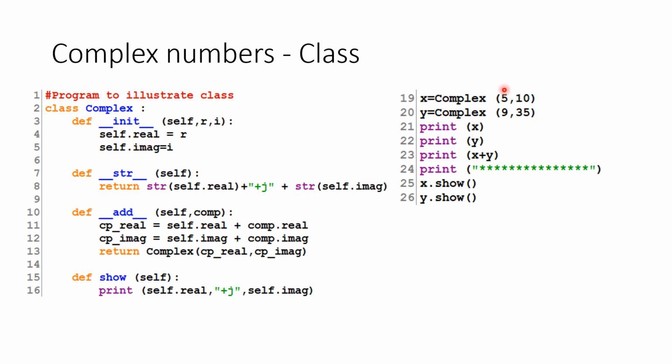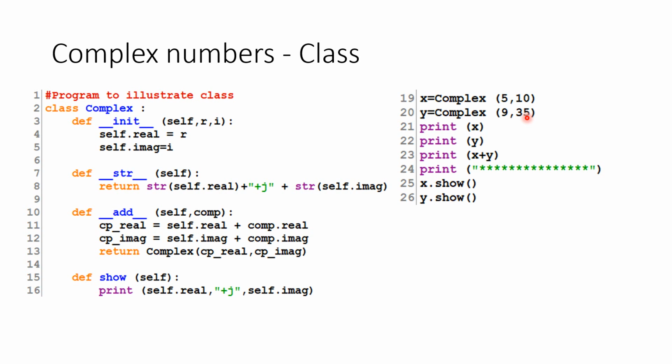So the real value of x is going to be 5 and the imaginary value of x is going to be 10. Now similarly, we construct one more object for another complex number. So that is y. So y is going to have a real number of 9 and the imaginary number of 35.